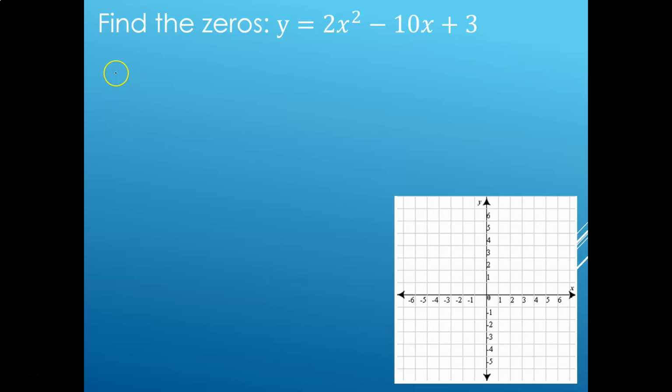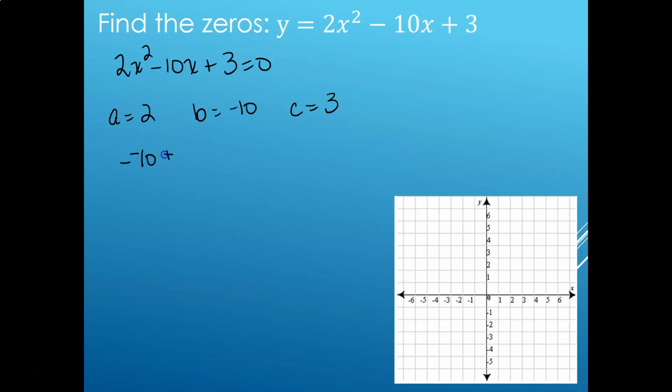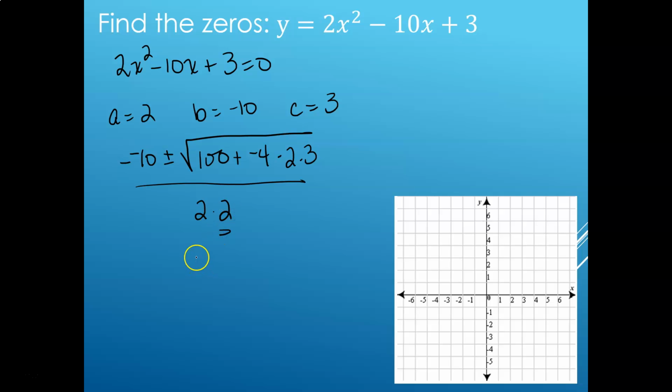Let's try one more. Put this in standard form. 2x squared minus 10x plus 3 is equal to 0. A is equal to 2, B is equal to negative 10, and C is equal to 3. This becomes negative 10 plus or minus the square root of B squared. Negative 10 times negative 10 is 100, plus negative 4 times A times C all over 2 times A. You won't always have a 1 on the bottom of your expression here.